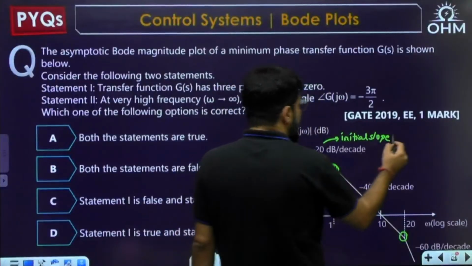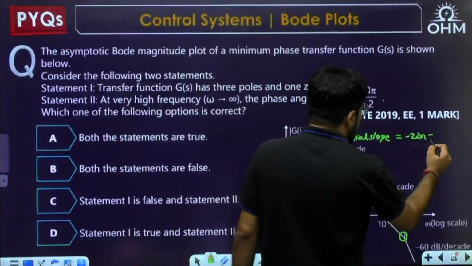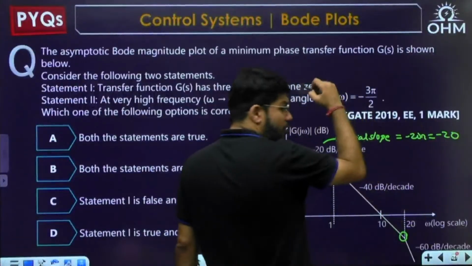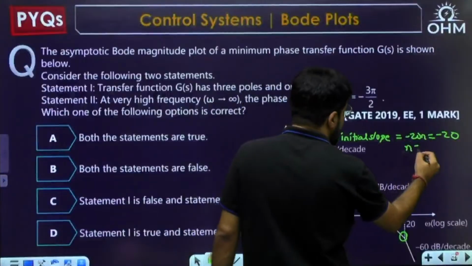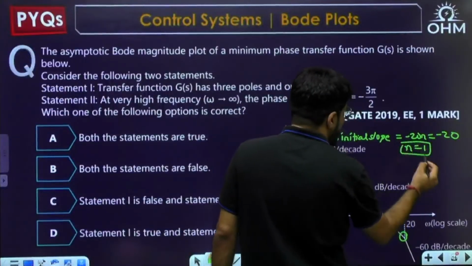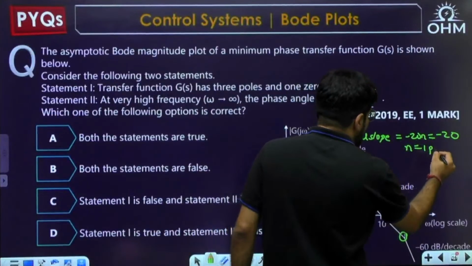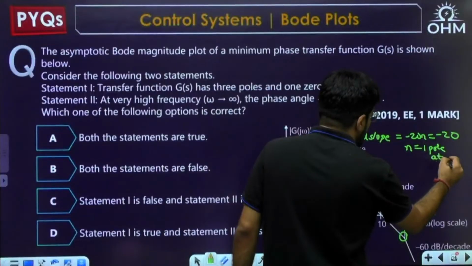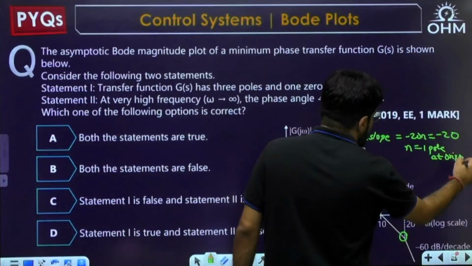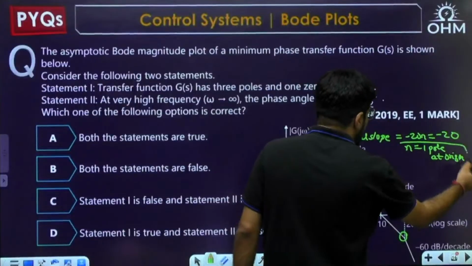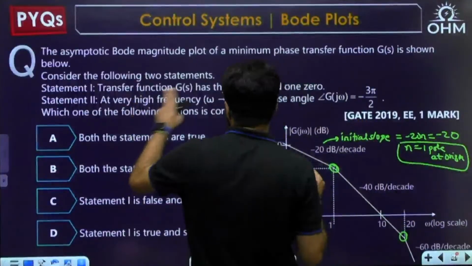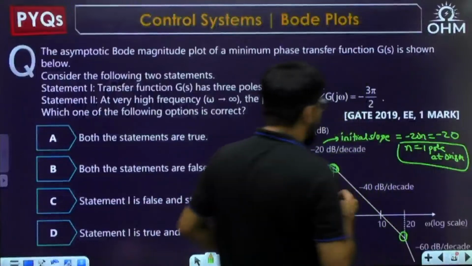Initial slope is minus 20n, which is minus 20. As per our formula, I told you it should be minus 20n. So n is 1. What is n? N is the number of poles at origin. So we have 1 pole at origin. We need to find out now how many poles and zeros. Statement 1 says 3 poles and 1 zero.